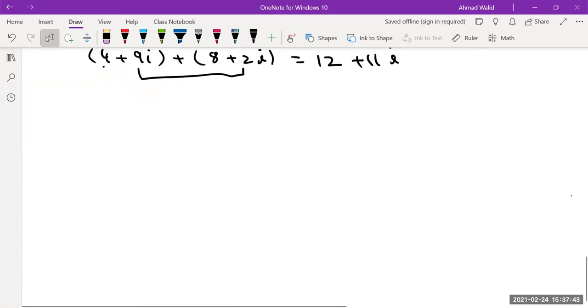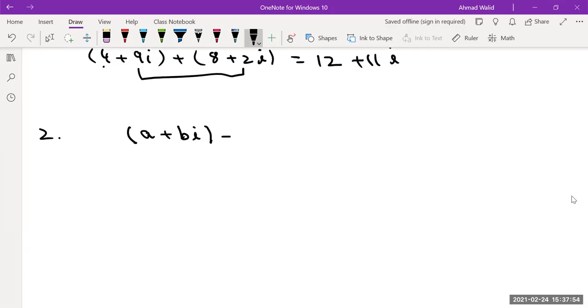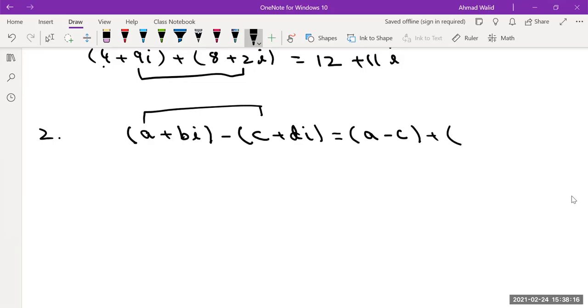Same way, we have a subtraction rule. If I have a number a plus bi, and I want to subtract from it another complex number c plus di, basically the rule is the same as addition. What I do, I will subtract a minus c, the real part from the real part, and I will subtract b from d, and I'll keep my i at the end.